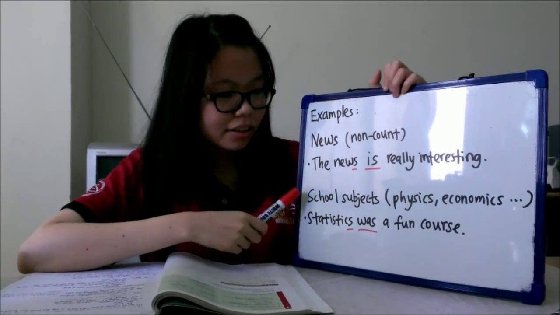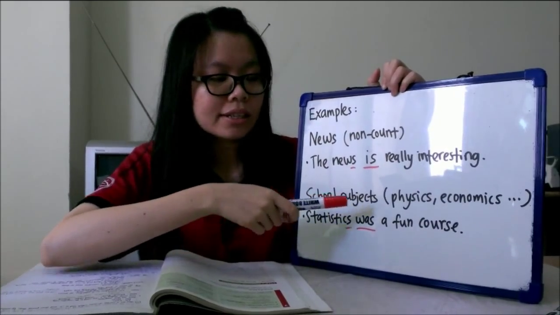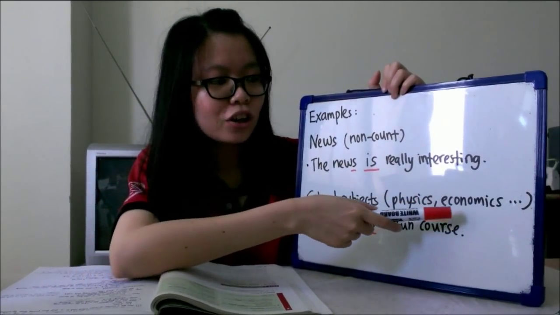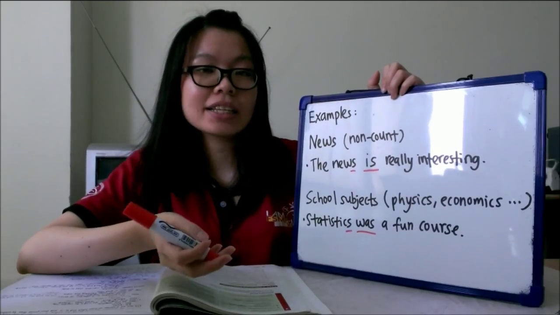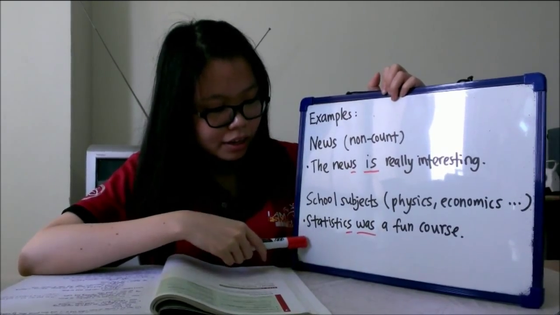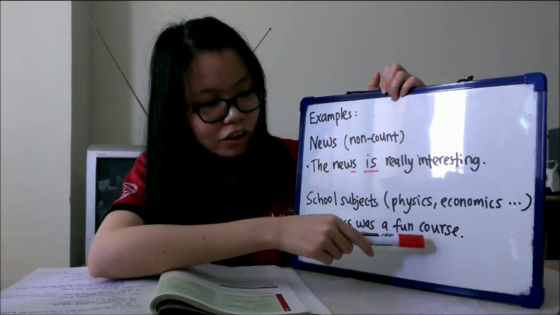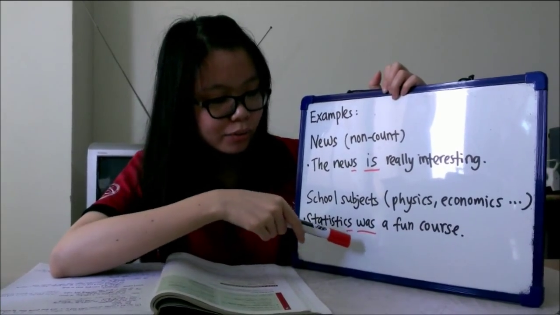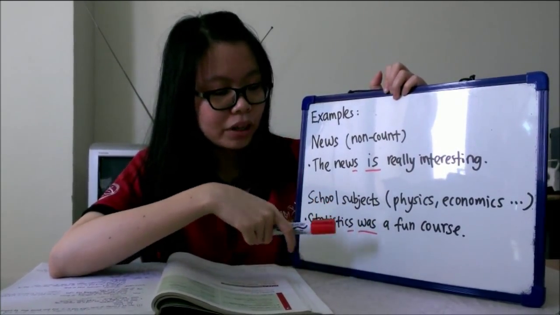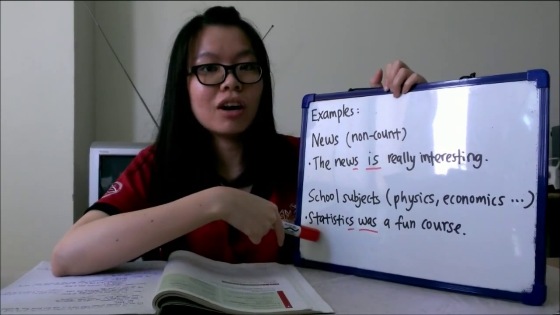Another example is the school subjects such as physics, economics, mathematics, and so on. Statistics was a fun course. In this case, we use was but not were because statistics is a singular word.